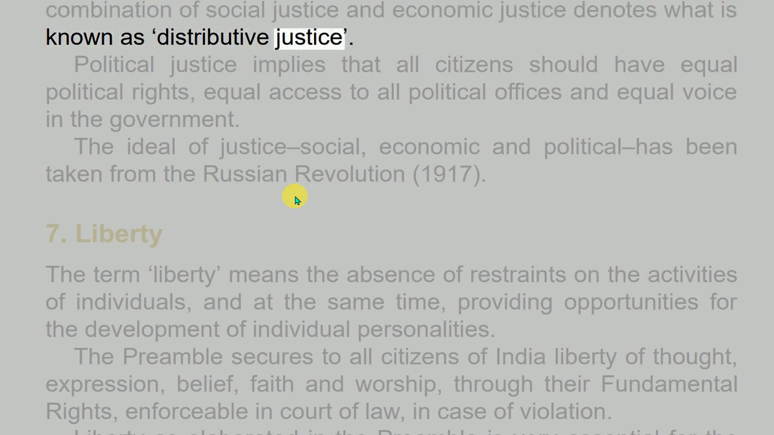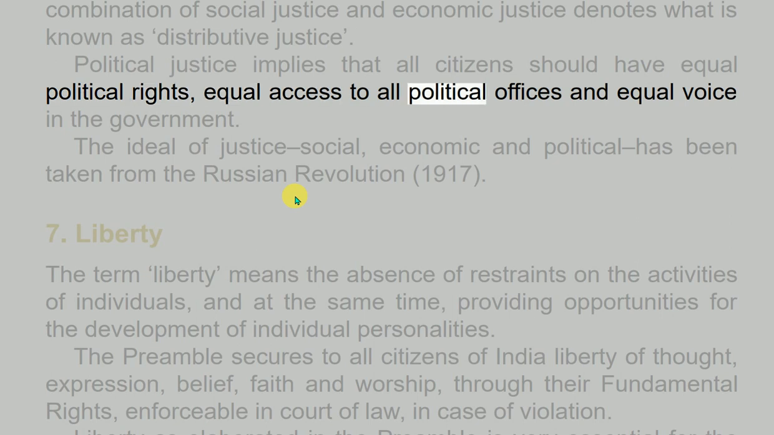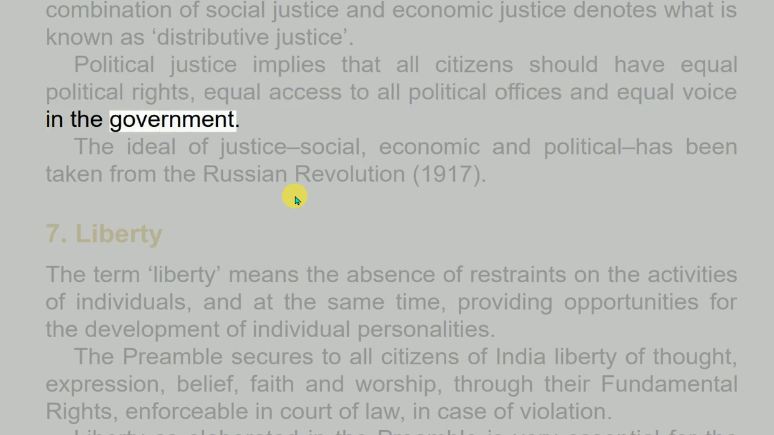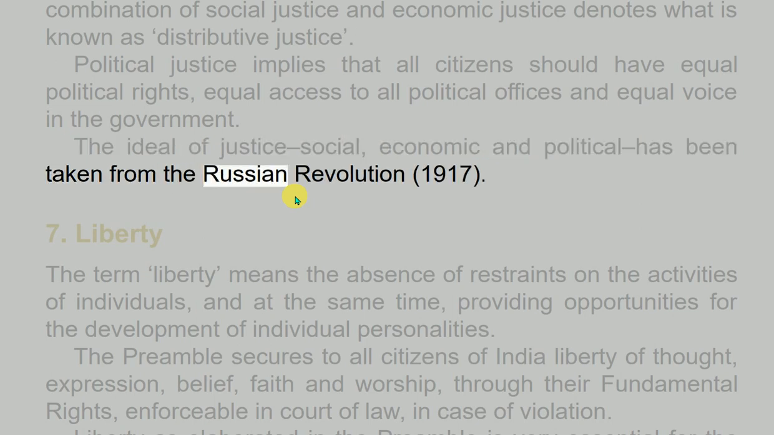Political justice implies that all citizens should have equal political rights, equal access to all political offices and equal voice in the government. The ideal of justice, social, economic and political, has been taken from the Russian Revolution, 1917.